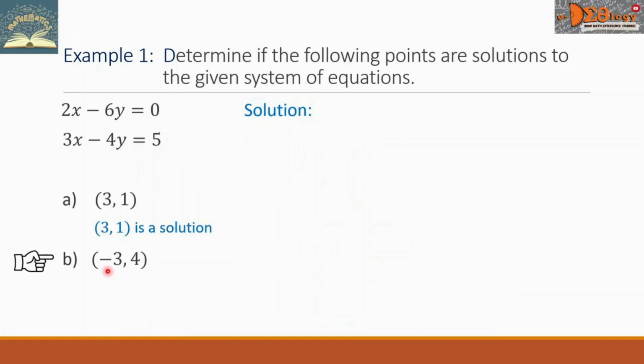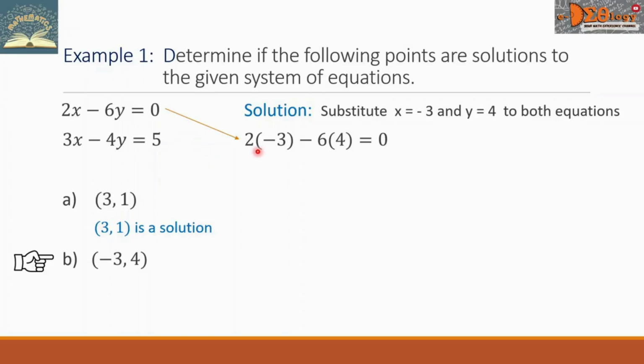Second point, (negative 3, 4). Now we substitute x equals negative 3 and y equals 4 to both equations and see if it satisfies these equations. Let's begin with the first. 2x minus 6y equals 0. It becomes 2 times negative 3 minus 6 times 4 equals 0.